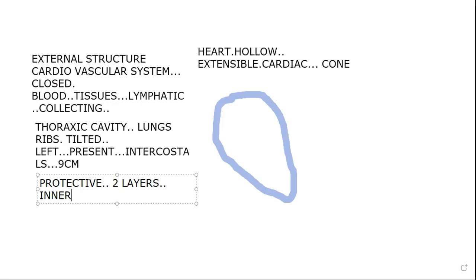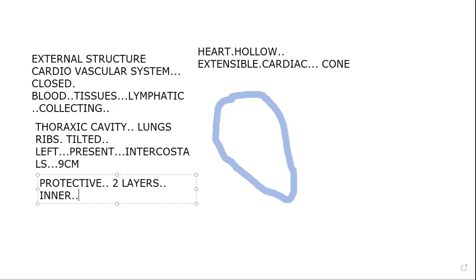And the outer one, it is inelastic and it is made up of white fibrous tissue. There is a space present between the two layers of the pericardium. And inside this space flows the pericardial fluid. It is secreted between these two layers. And what is its function? Its function is to reduce friction, so that when the heart is beating and moving, it reduces the friction.